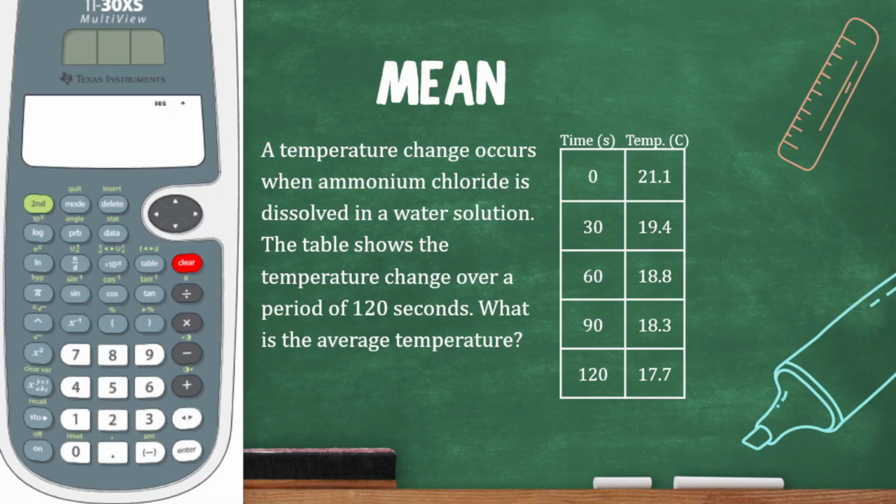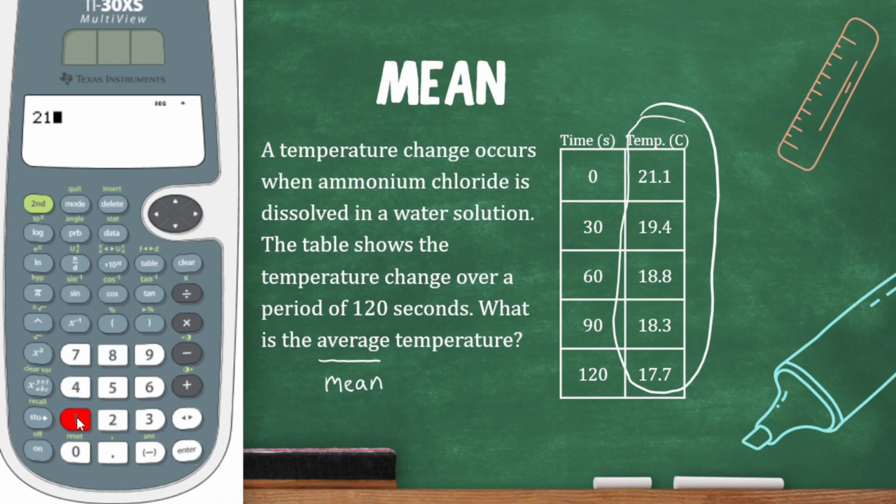A temperature change occurs when ammonium chloride is dissolved in a water solution. The table shows the temperature change over a period of 120 seconds. What is the average temperature? So they're using the word average, which is also the mean. So that's good to remember. And they're looking for the average temperature, so we only need the numbers in this column. We'll add them all up and divide by, there's 5 numbers, so we'll divide by 5.